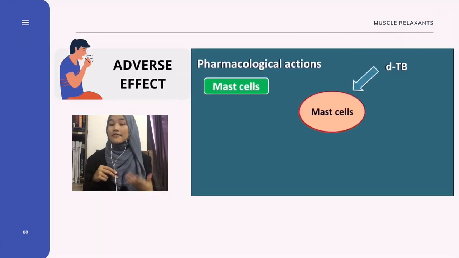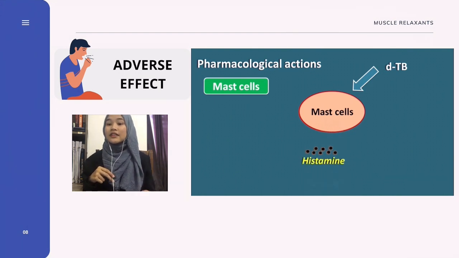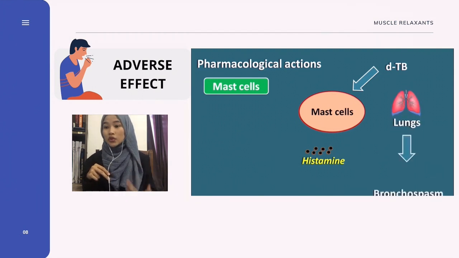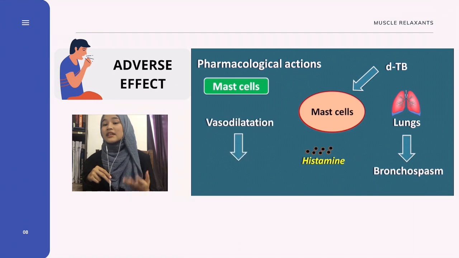Moving on to the adverse effect of NDB, non-depolarizing neuromuscular blockers. So basically, tuberculin can act on mast cell and further release the histamine. And this histamine can act on the lung, resulting in bronchospasm. The release of histamine causes vasodilation, and this will lead to hypotension.